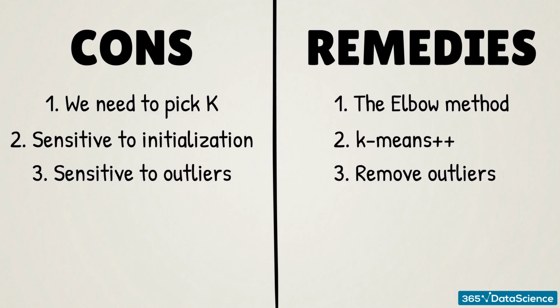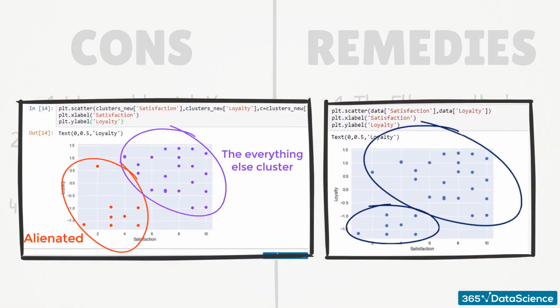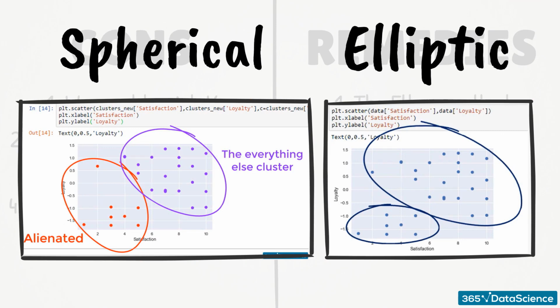A fourth con, k-means produces spherical solutions. This means that on a 2D plane that we have seen, we would more often see clusters that look like circles rather than elliptic shapes. The reason for that is that we are using Euclidean distance from the centroid. This is also why outliers are such a big issue for k-means.